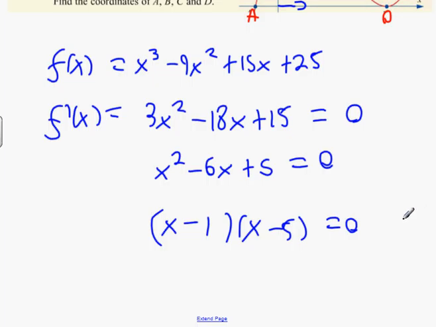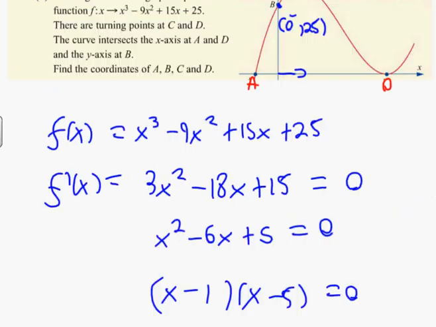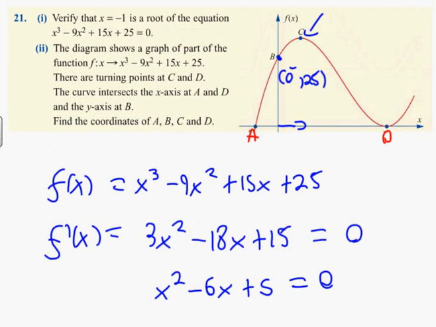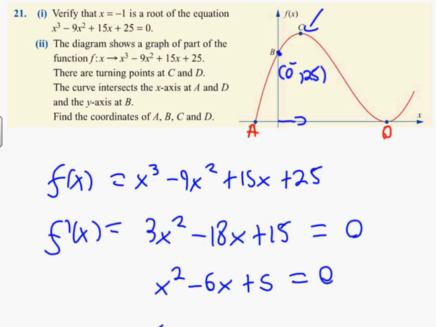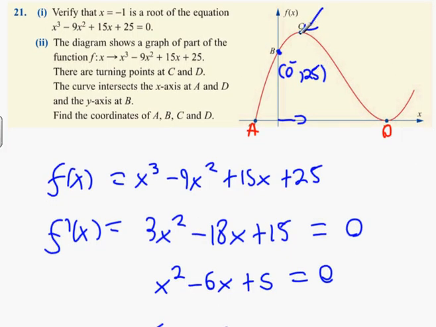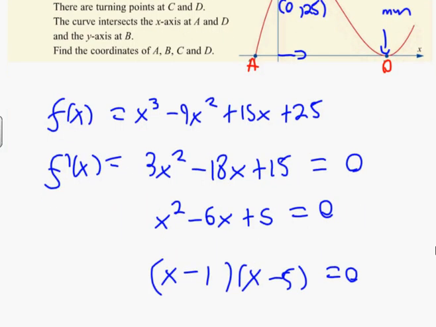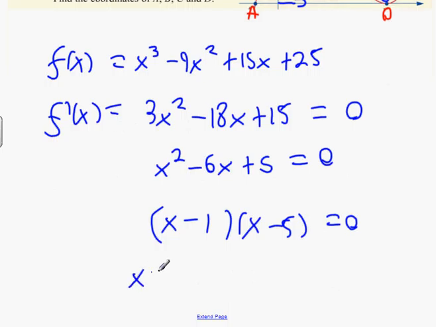Is that right? Oh, wait. So, x equals 1 and 5. Oh, I understand this now. This one here is your maximum point, and this one here, minimum. So, it's very easy to figure out that you're going to have x equals 1 and x equals 5.